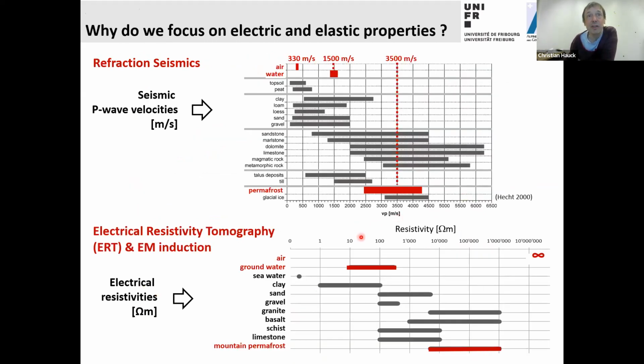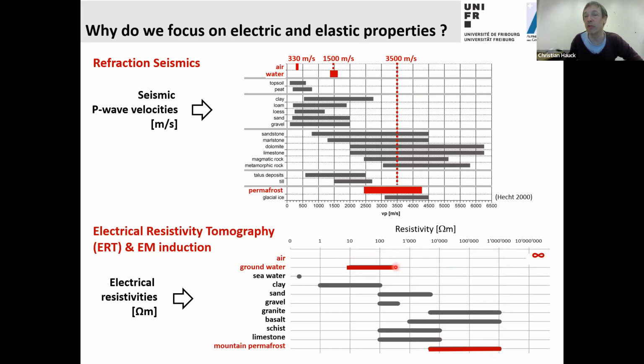Now, why is electrical resistivity so useful? Obviously, air is an insulator, so that should be easily detectable. If we have very high resistivities, we know it could be air. It could also be ice, because ice has also very high electrical resistivity, up to 1 million ohm meters, meaning that in mountain permafrost, where we can have high ice contents, values go from, let's say, around 1 kilo ohm to 1 mega ohm meters here.